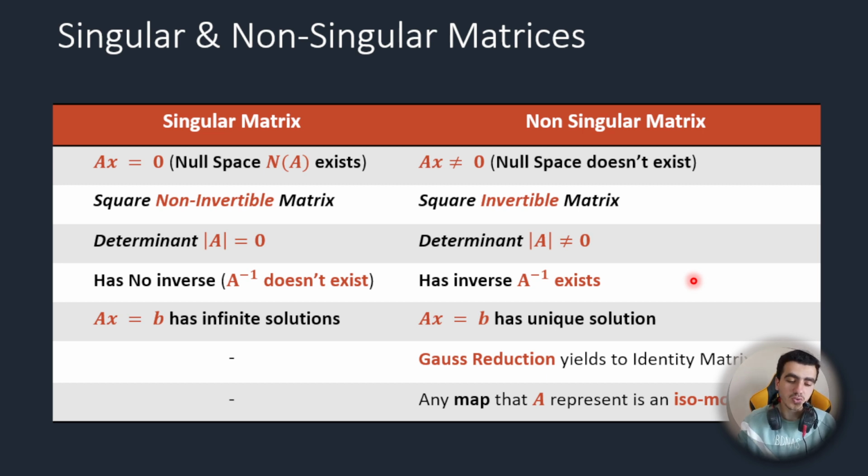Also here, 2 more features of the non-singular matrix, which we all like, which is a good matrix: Gauss reduction always yields the identity matrix, and any map that A represents is an isomorphism. This doesn't need to be discussed because it is a little more advanced, but only these 4 points here are the most important parts to distinguish between singular and non-singular matrices.